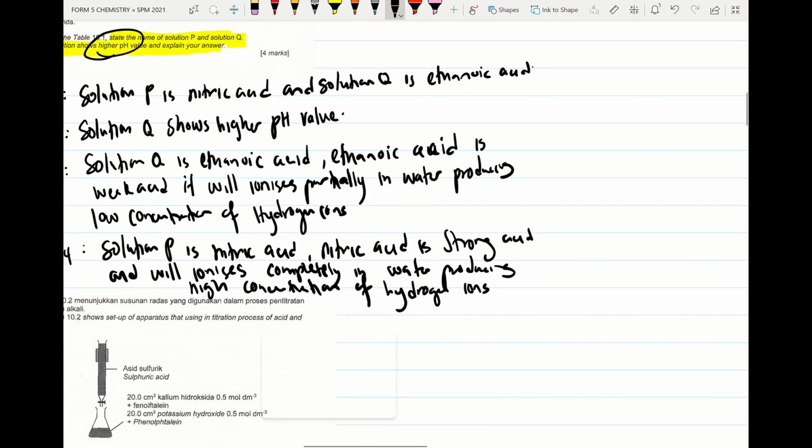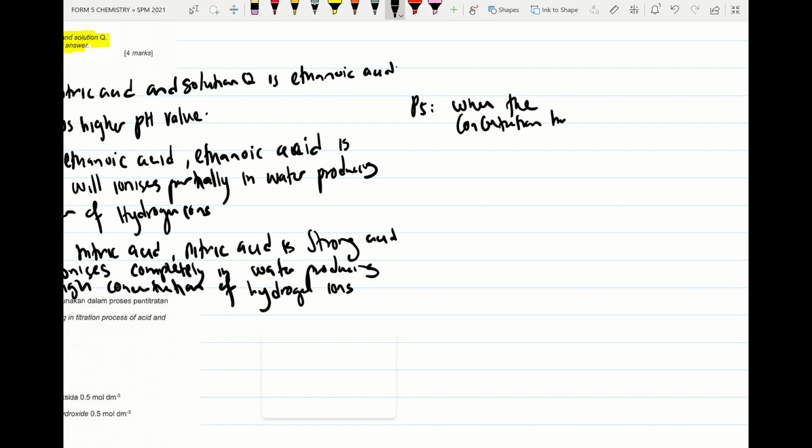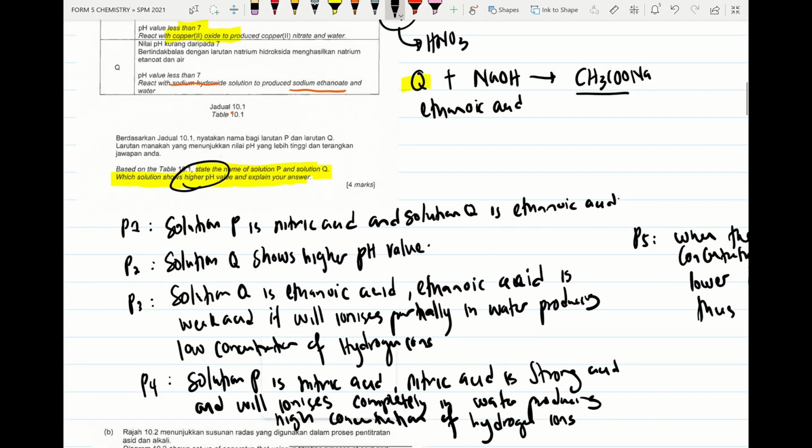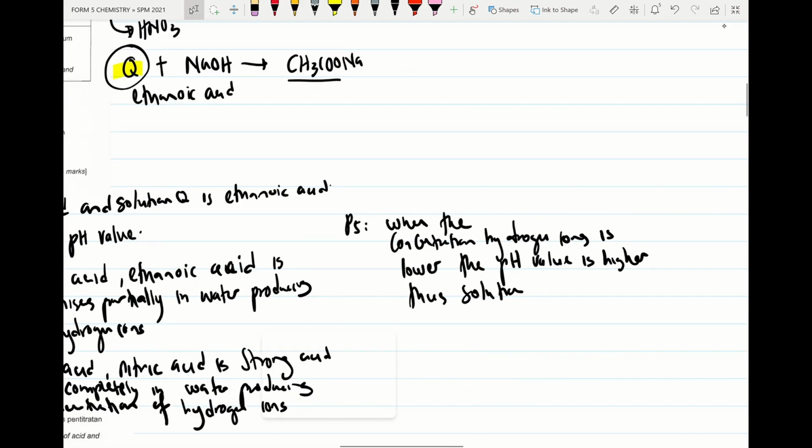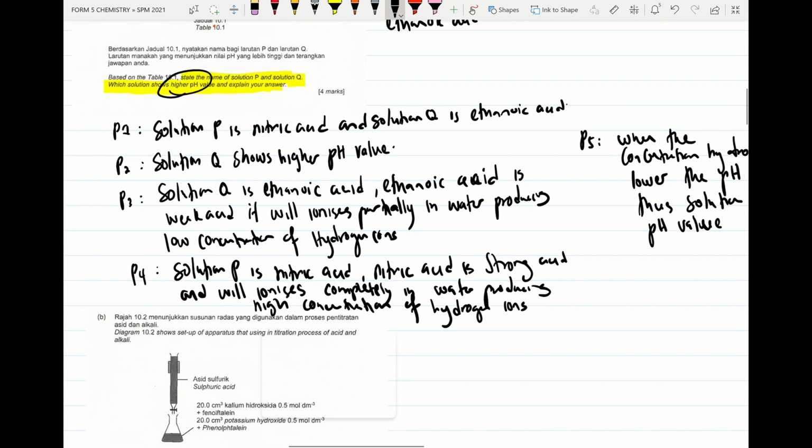All right, so point number 5. When the concentration of hydrogen ions is lower, the pH value is higher. Thus, we check which solution: solution Q. Thus, solution Q shows higher pH value. All right, so I'll read the answer again. So first point, solution P is nitric acid and solution Q is ethanoic acid.